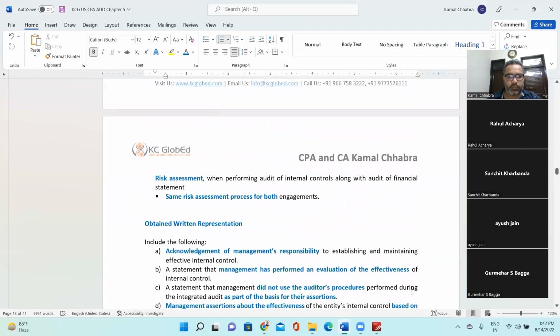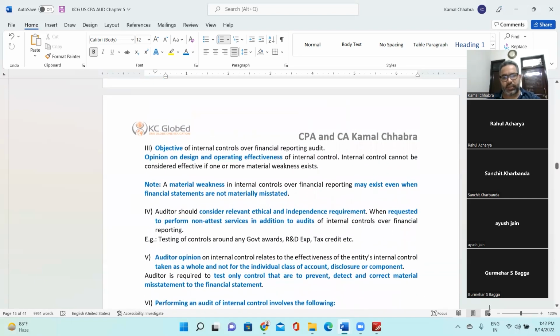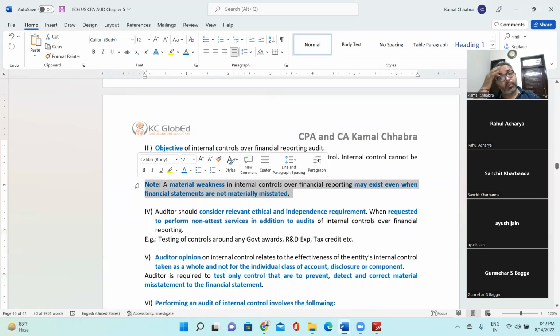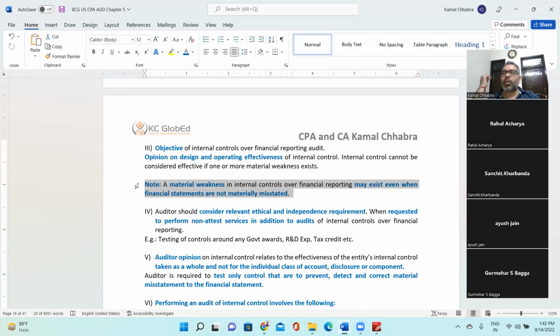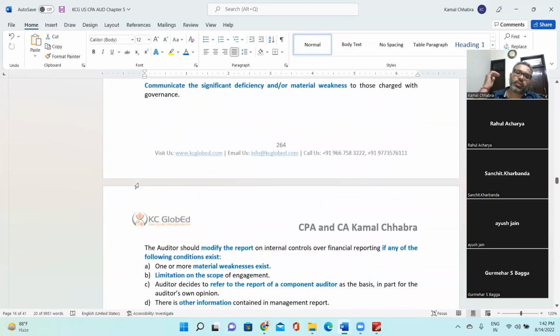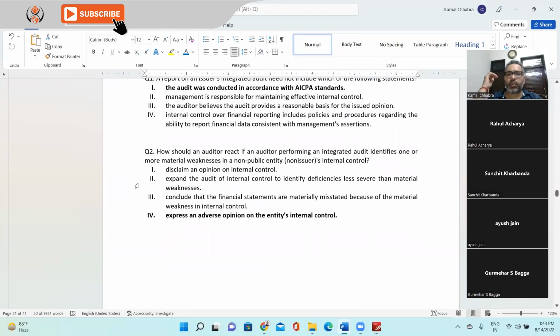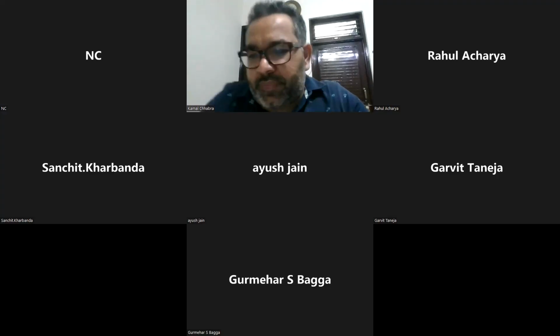Are you guys with me? Yes, sir. Do you remember this statement? A material weakness in internal control over financial reporting may exist even when financial statements are not materially misstated. You cannot conclude that if there is a material weakness, it results in a material misstatement, right? Make sense? Yes, sir. So the fourth option is correct. Express an adverse opinion because it's a material weakness. You'll be expressing an adverse opinion on internal control, right? So this is it for today's class.